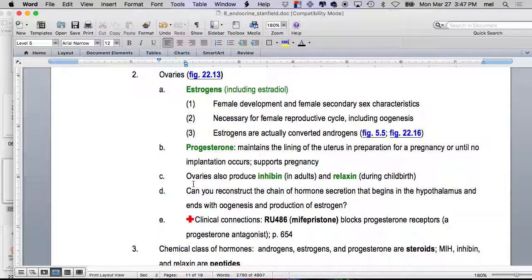Does the progesterone influence endometriosis? Oh yeah, absolutely. Endometriosis is very, very sensitive to hormone levels. Extremely sensitive.